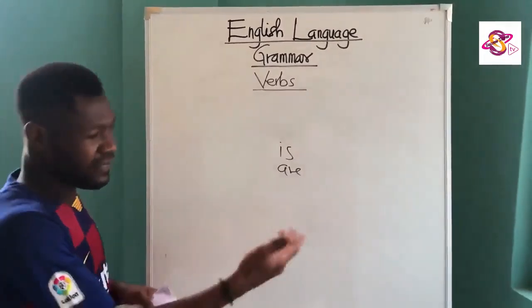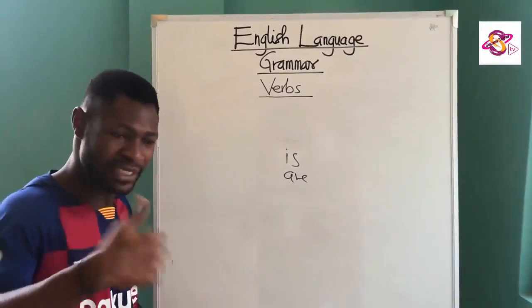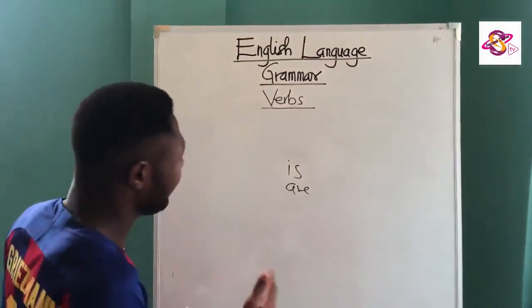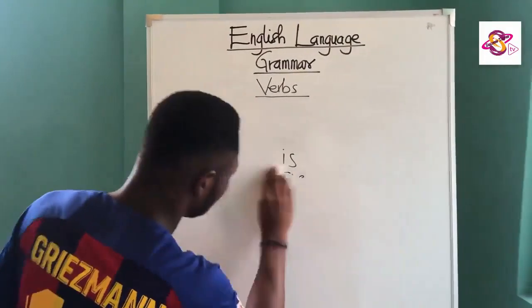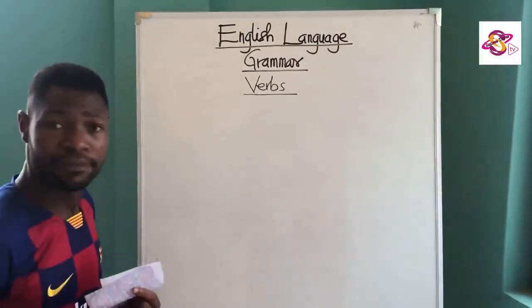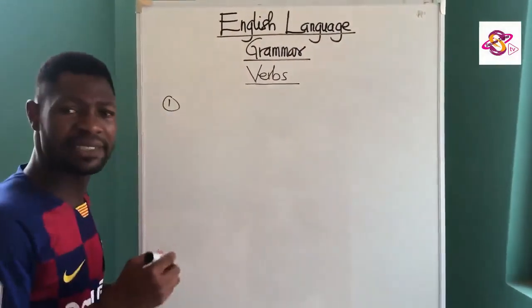Now, so you see that a verb tells us what is existing, what existed, and what is yet to exist. That is what a verb will do. Let us look at some areas in verb. A verb will do the following. One, a verb will make a statement.